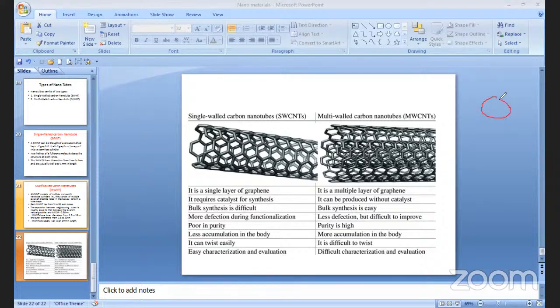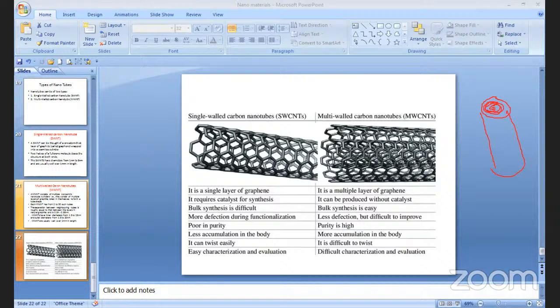This one has a common center with different vertical diameters. It looks like a single cylinder, but at the inner end we have different layers of different diameters. So it consists of multiple concentric nanotube cylinders, that is, multiple layers of graphite rolled themselves to form a tube shape.